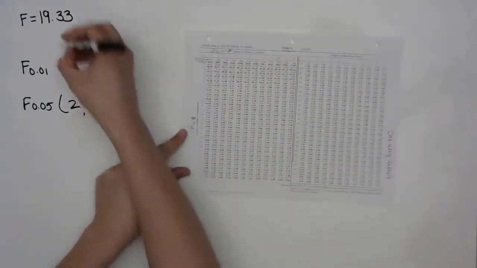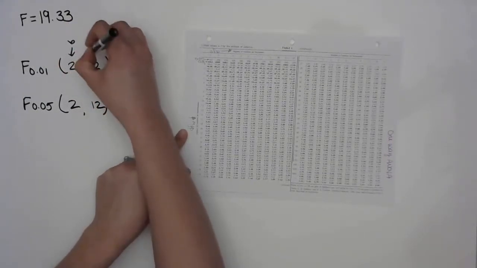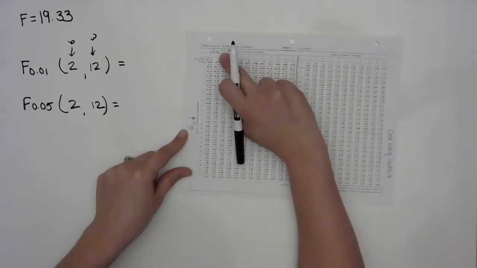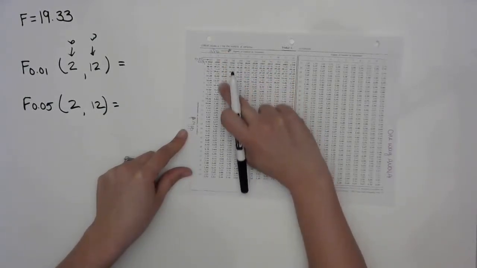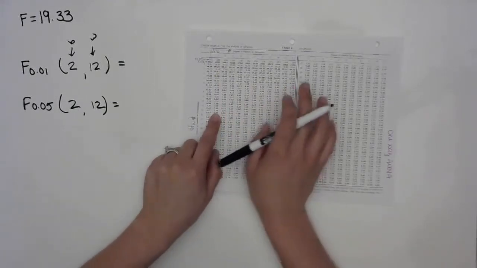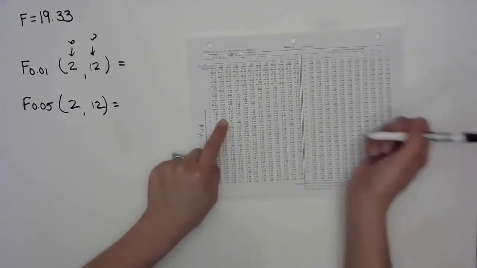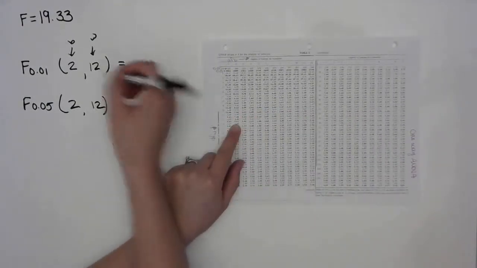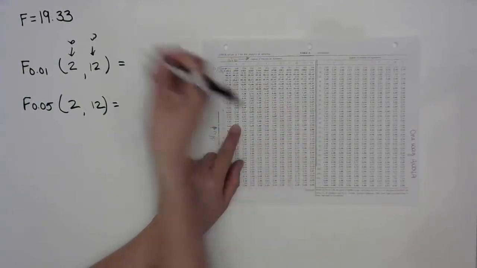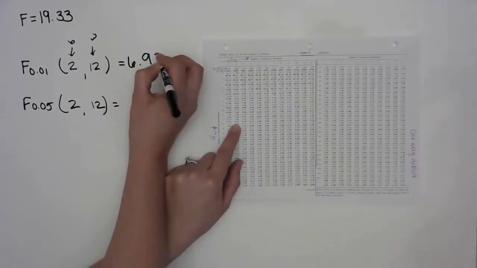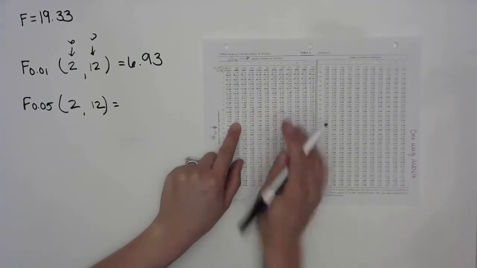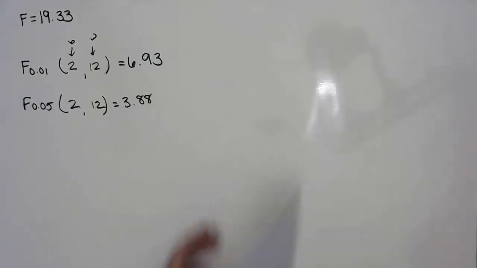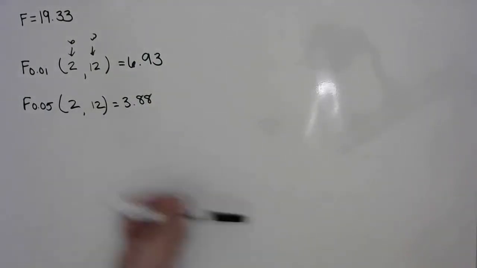So first we go over to 2 because that's our degrees of freedom between, and then we go all the way down to 12. So we have two values here. Now the bolded value is the 0.01 level. So for a 0.01, we have a value of 6.93. And then for our 0.05, we have 3.88.